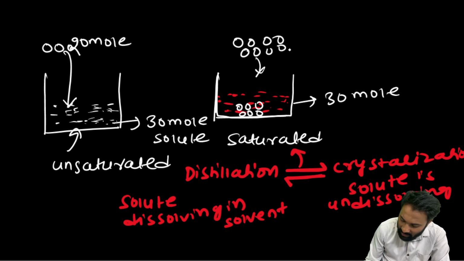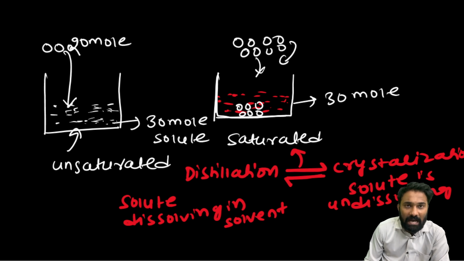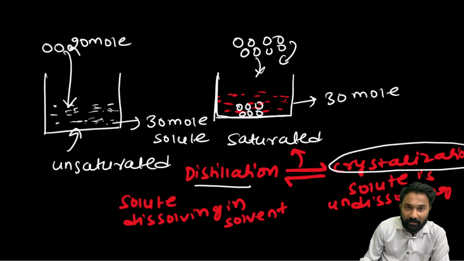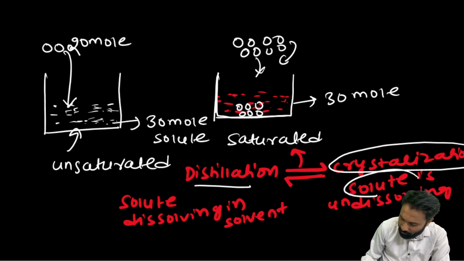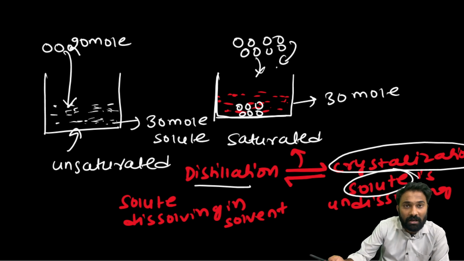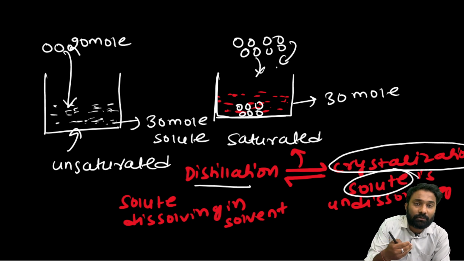When you add extra moles of the solute again, what will happen? You can see some salt is converting into crystals. Again the solute which has been dissolved in this solution is coming back in the form of solute. How much salt is crystallizing? The same amount is dissolving. Dissolving and undissolving are happening at the same rate.